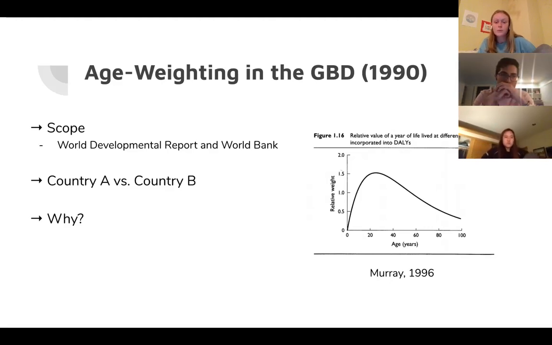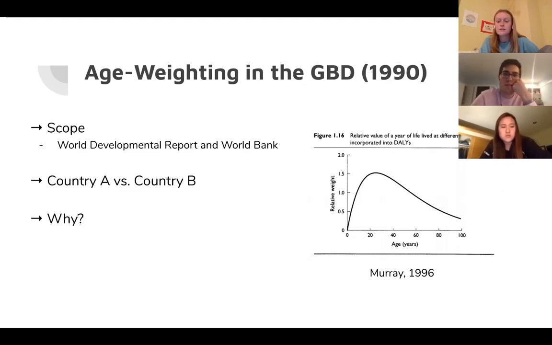For example, the government might choose to cover conditions that disproportionately affect young adults rather than those that primarily affect infants. In the Global Burden of Disease study, Murray applies different weights to DALYs for different people of different ages. Infants and older people are weighted less, and middle-aged people are weighted more.